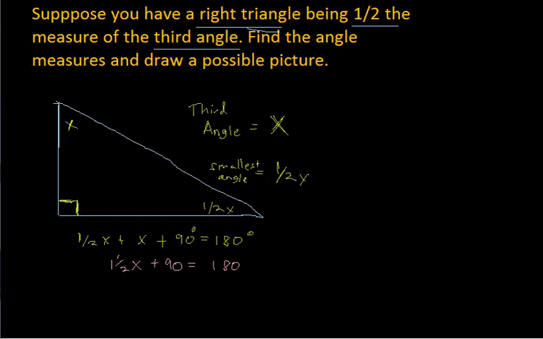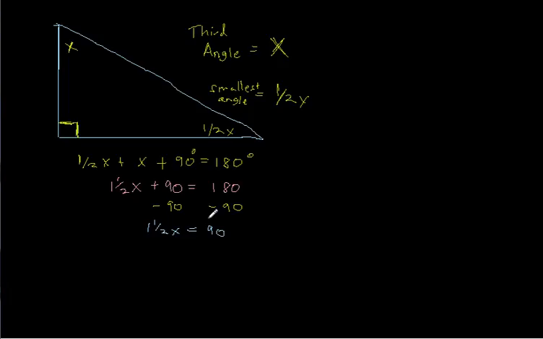And the next thing I want to do is start to isolate the variable. So I'm going to subtract 90 from both sides. And I'm left with 1 and 1/2 x equals 90. The next thing I want to do is take this mixed fraction and turn it into an improper fraction. So that would give me 3/2 x equals 90. And now to isolate the variable here, I want to get rid of the fraction.